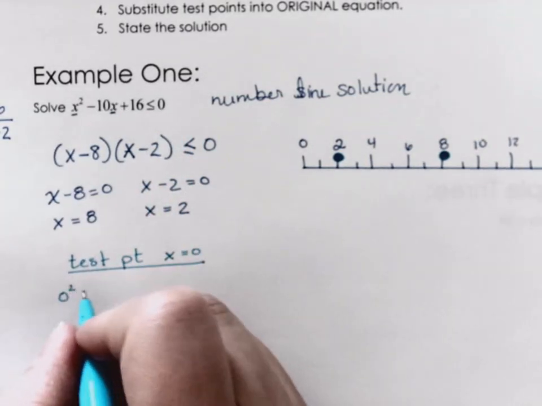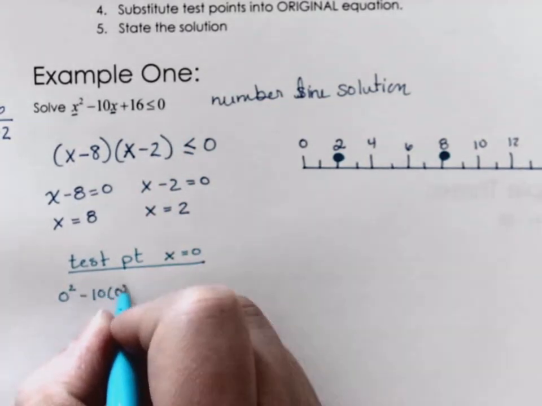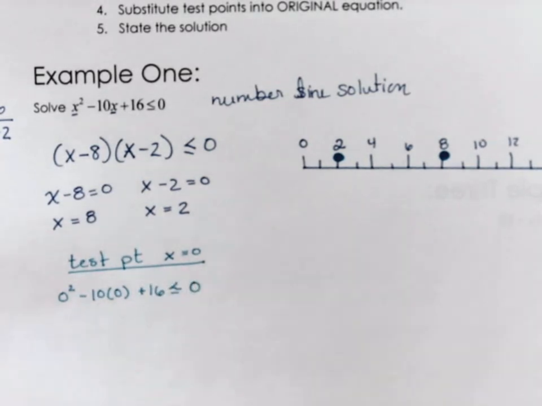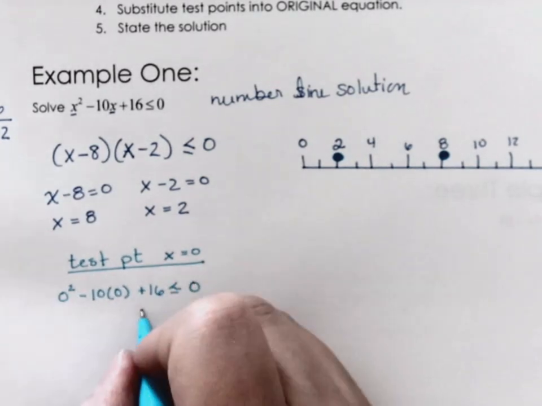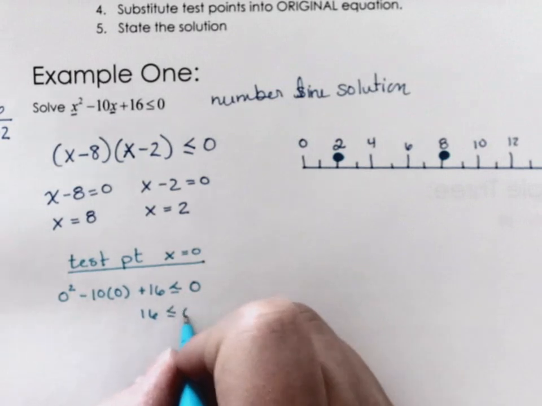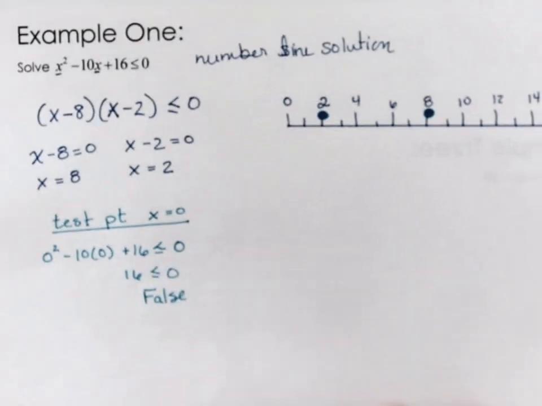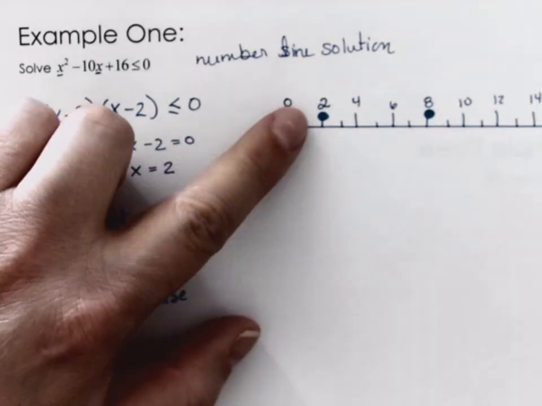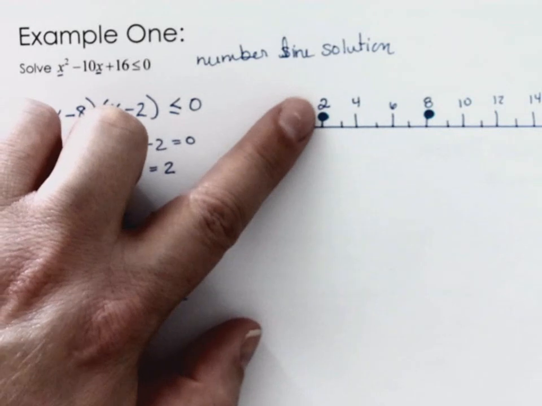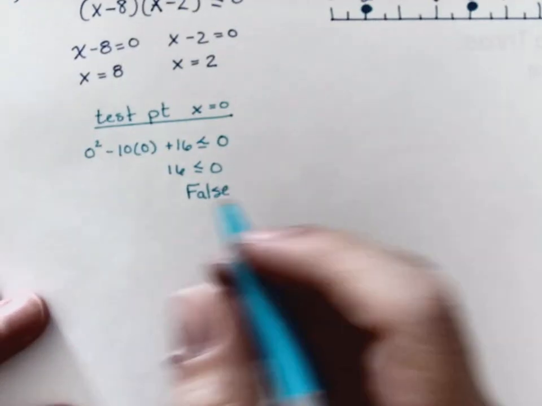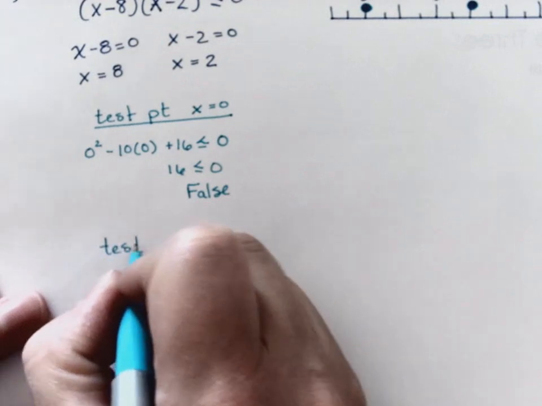So I'm going to have 0 squared minus 10 times 0 plus 16 is less than or equal to 0. So 16 is less than or equal to 0. That is false. Okay, well, that's good to know. With it false, I know it doesn't exist out here. Now I'm going to pick a test point in between the two.